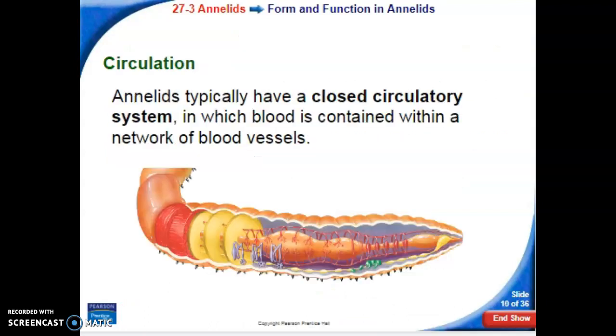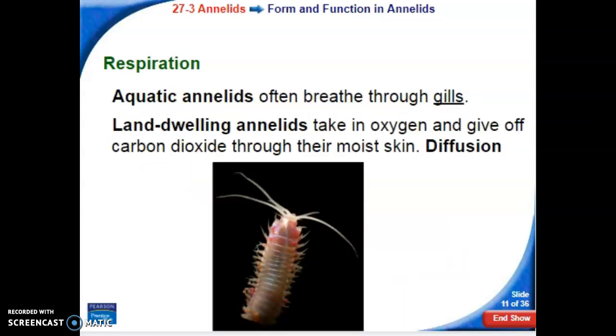Annelids usually have a closed circulatory system, so the blood is going to be contained within the network of blood vessels, just like higher level animals. The aquatic annelids will breathe through gills, just like fish, but the land-dwelling annelids have to take in oxygen through their moist skin, by diffusion. That's one reason if you see worms out and they get dried up, they end up dying, because they cannot go through respiration; they have to have their moist skin to go through diffusion.